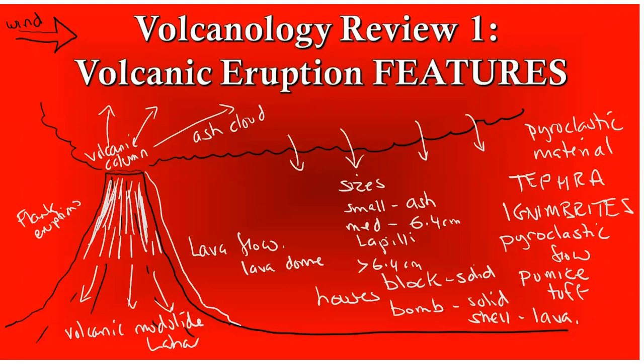Next thing you can also have is what's called a fumarole, which is a gas vent leading from the conduit out into the atmosphere. You can have this ash cloud come down with gravity and flow down the sides, which would be called a pyroclastic flow.